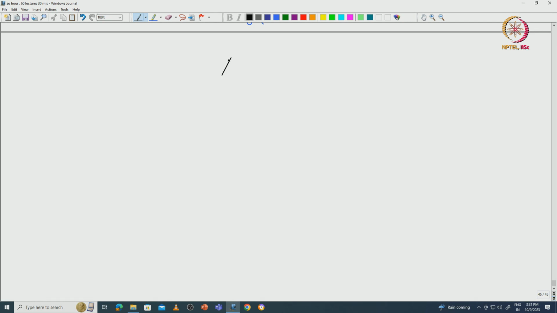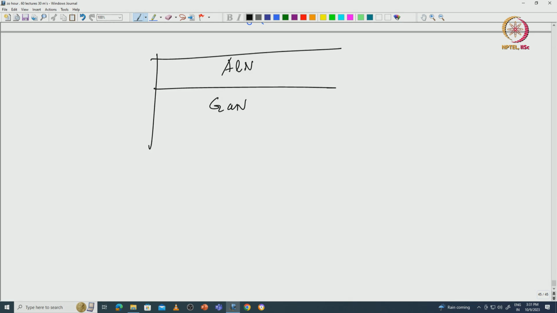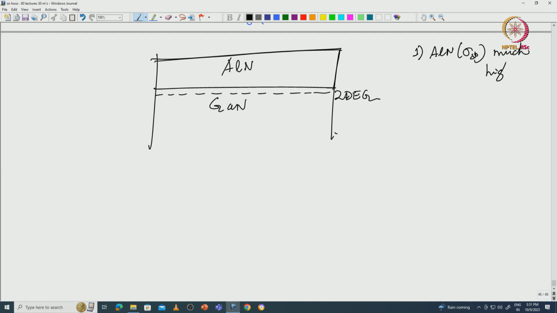One such is also the aluminum nitride HEMT, AlN/GaN HEMT. So, instead of AlGaN we use aluminum nitride on GaN. In this case also there is a 2D electron gas that forms here, just like AlGaN/GaN. However, with aluminum nitride, there are two things you need to keep in mind. Number one is that aluminum nitride polarization, spontaneous as well as piezoelectric, is much higher than AlGaN, which means the 2D electron gas concentration, we call it 2D electron gas density, will be much higher in this case than the 2D electron gas density for AlGaN/GaN.